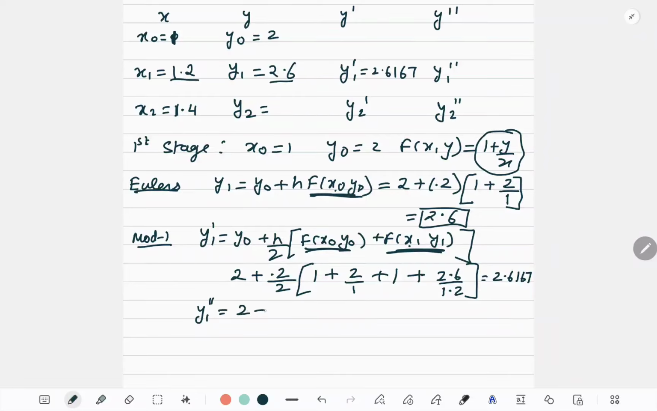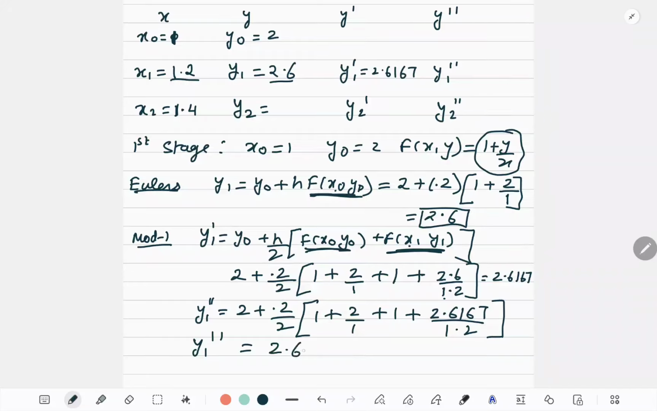So 2 plus 0.2 by 2, it is already in your calculator, so no need to do it again and again. Plus 2 by 1 plus. Okay. So only this y value I have to change. In place of 2.6, now I will put 2.6167 upon 1.2. Everything else remains the same. Only this y value is changing. Right. So now when you solve this, you will get y1 double dash is equal to 2.6181. So this is my final value of y1.